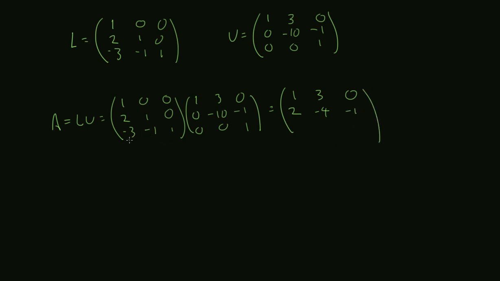Okay, and finally, third row, we've got minus 3 plus 0 plus 0, so that's minus 3. Minus 3 times 3 is minus 9, plus 10, that's 1... that's minus 1. 3 times 0 plus 1 plus 1 is 2. Okay, and if you compare that to the original A matrix in this example, you can see that we've correctly calculated the LU factorisation.